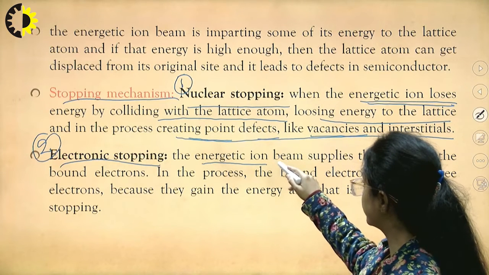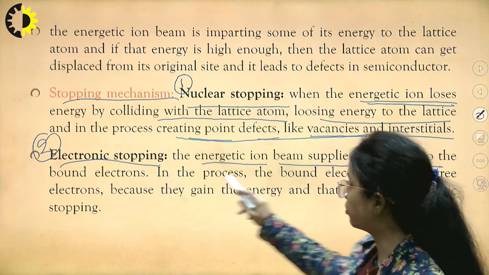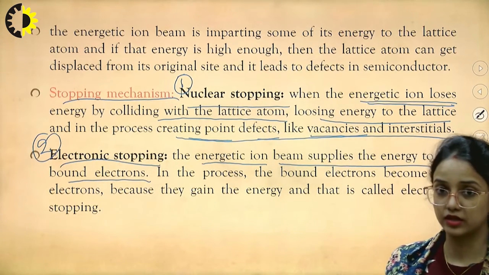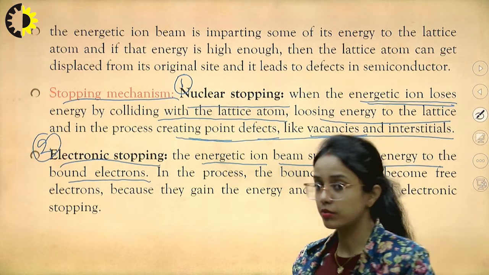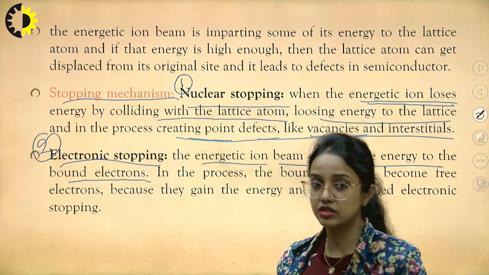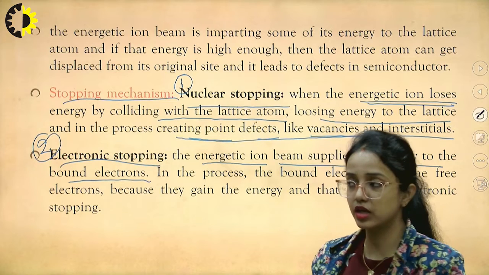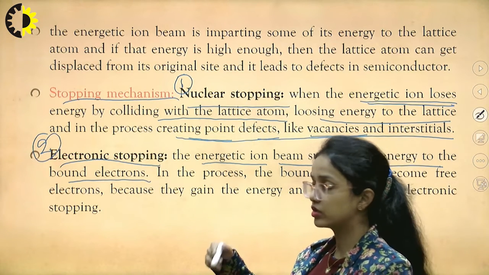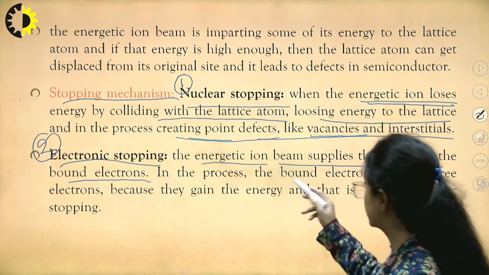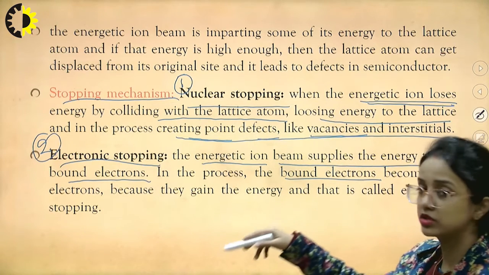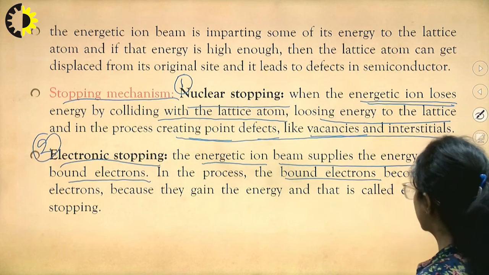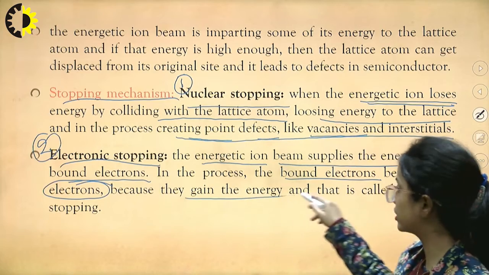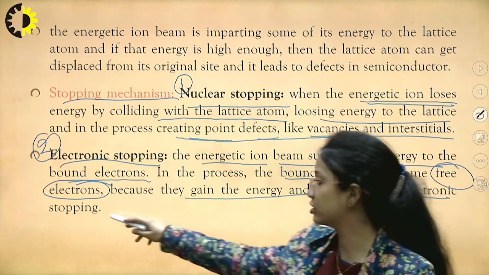High energy beam supplies the energy to the bound electrons. Once they are bound electrons, they are settled. But when these bound electrons gain energy, they become free electrons. The bond between the two electrons breaks, and they become free electrons. Because they gain energy, this is called electronic stopping.